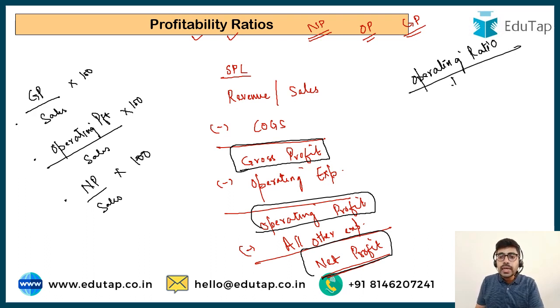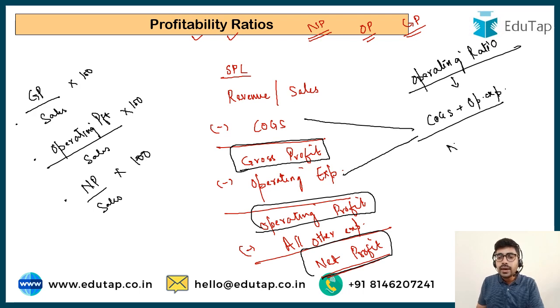Now this operating ratio, it talks about the operating expenses and the cost of goods sold of the company. So if we total these two figures, okay, cost of goods sold and the operating expenses, and we divide it again by net sales, then this is going to be your operating ratio. So this is totally opposite of the operating profit ratio.